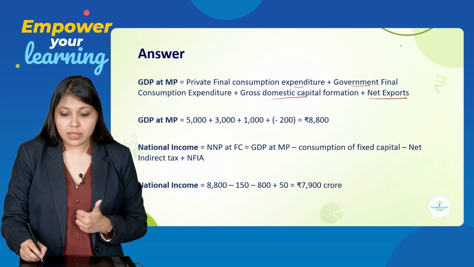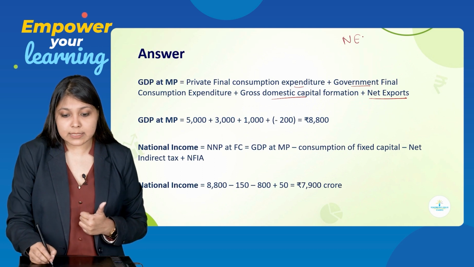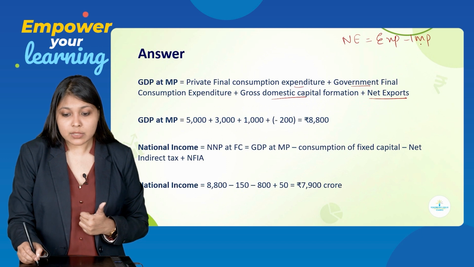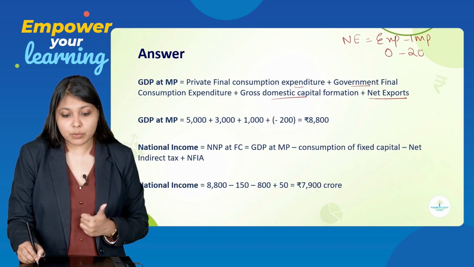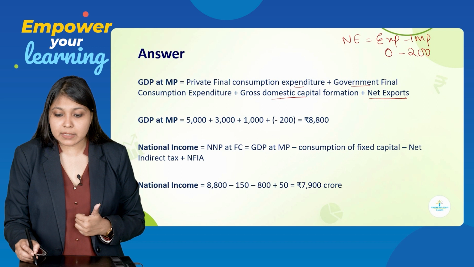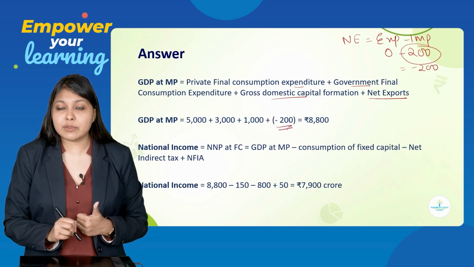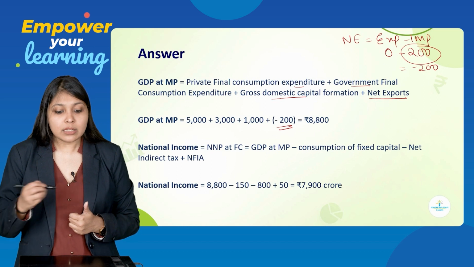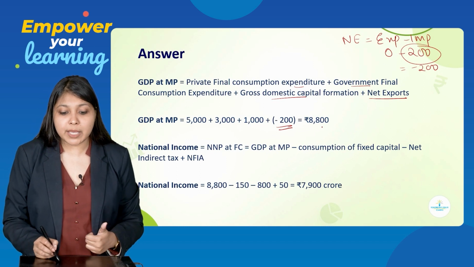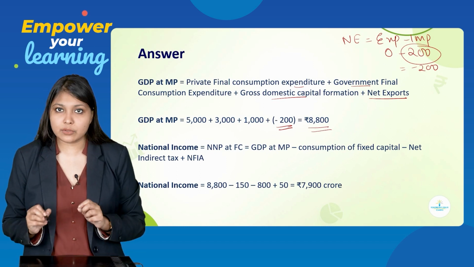200. So we know net exports is equal to exports minus imports. Export is not given, import is given as 200. So we will consider the value minus 200. That is why we wrote minus 200. Now when we calculate this, we get GDP at MP as 8,800 rupees.